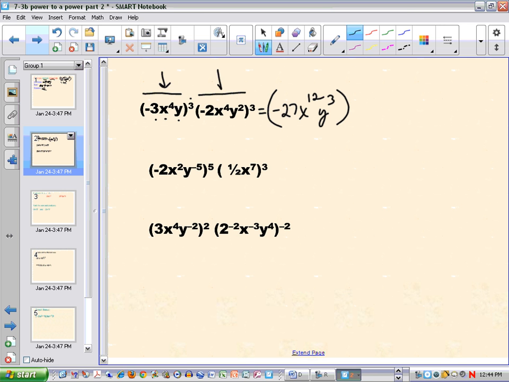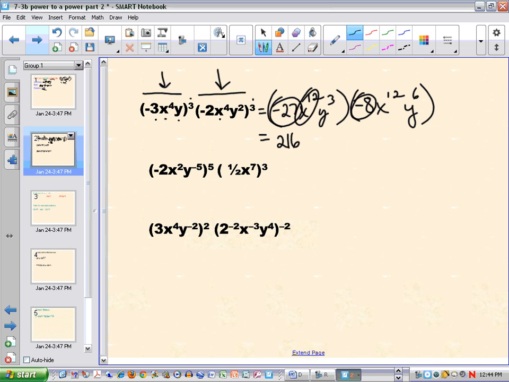Now let's do this guy. Again, we have a cube exponent, so that's going to be negative 2 cubed, which would give us negative 8. Then x to the 4th cubed, that's x to the 12th. Then y squared cubed, power to a power. Multiply. So now we're multiplying monomials. So we have negative 27 times negative 8. That would give us 216.